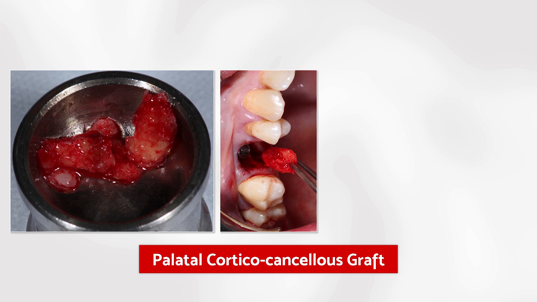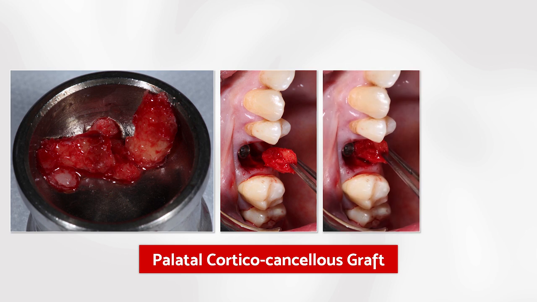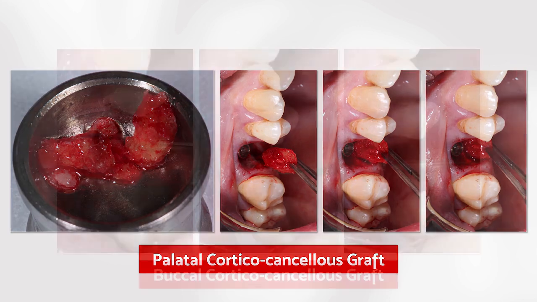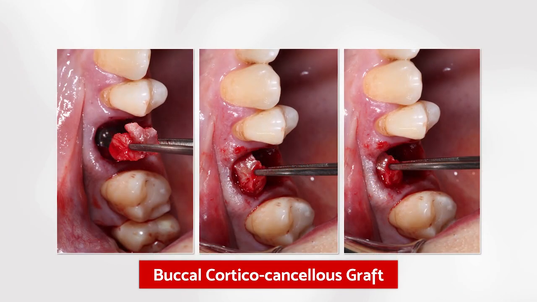First, we restore the palatal wall using a corticocancellous graft with the cortex turned towards the inner part of the soft tissue and the cancellous part to the implant body. We have to accommodate and stabilize this graft by juxtaposition. Here, right after the palatal corticocancellous graft is in place. After that, we restore the buccal wall using another piece of corticocancellous graft.